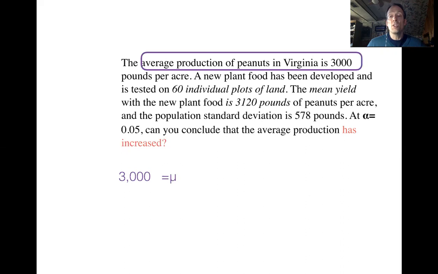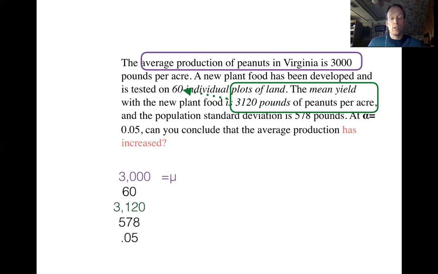There's 2 averages specified in our question. The average production of peanuts is 3,000 pounds, and then they tell us later on that we have a mean yield that's 3,120 pounds. So how do you know which one is supposed to be your population average mu? And the fast answer is that 3,120 seems to be connected to the information they're giving us from the 60 plots of land. So 3,120 must belong to the sample, or refer to our X bar. So we're going to go ahead and fill in the rest of our numbers here and label them accordingly.